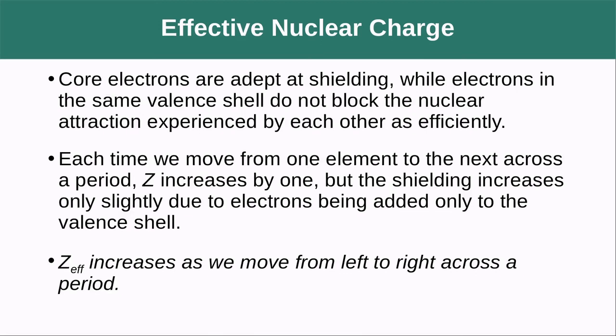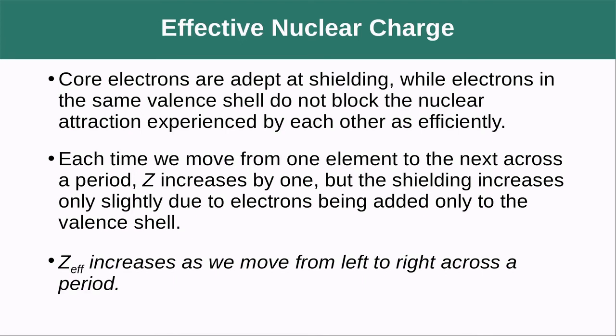Core electrons provide most of the shielding, while electrons in the same valence shell do not block the nuclear attraction experienced by others as efficiently. So it's the core electrons that are shielding the valence electrons in this case.